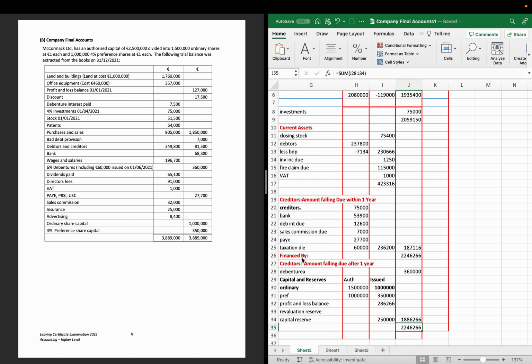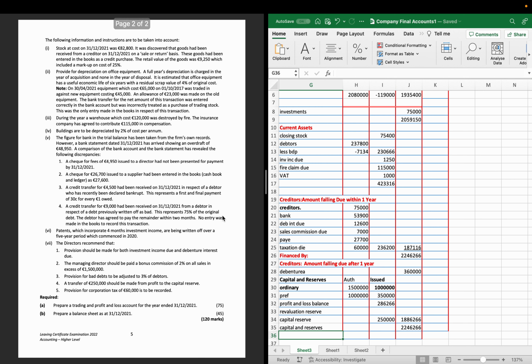So just the things to be aware of in that: the residual value in the depreciation, the commission, the bonus, and the capital reserve. They're sort of newish things, but not without being too new.